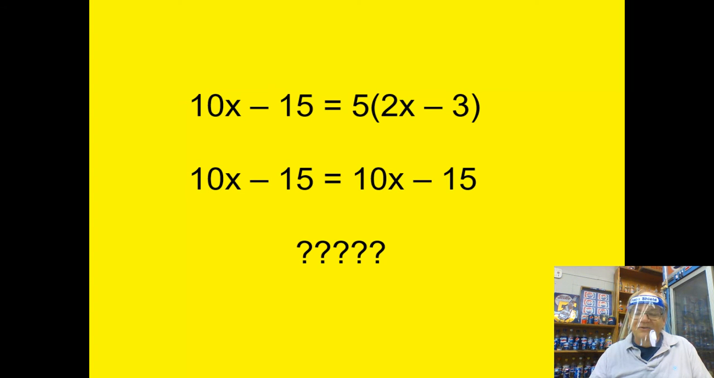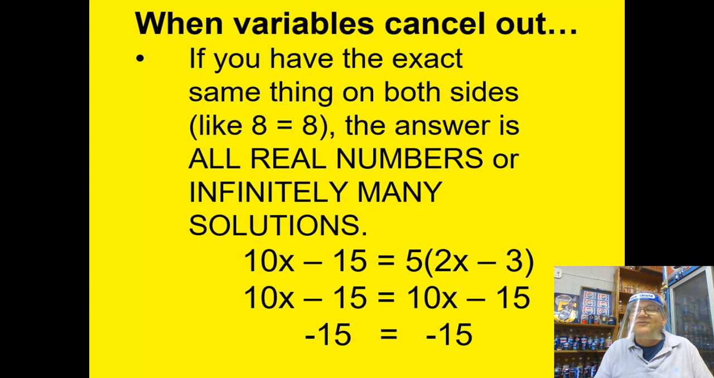And that's what we're going to talk about today: what happens when you have that same number of variables, and essentially what happens is the variables cancel out. And basically one of two things is going to end up happening. One of them is what happened in the second problem that I wrote down there, where you have 10x minus 15 equals 10x minus 15 once you distribute the stuff out. If everything is exactly the same, what we end up saying is that there are infinitely many solutions, or the solution is all real numbers.